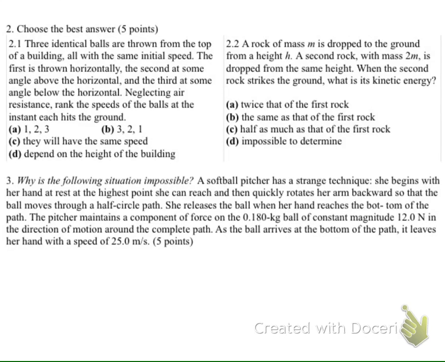Okay, now we go to the test 14 number 2 and look at the question number 2.1. Three identical balls are thrown from the top of a building, all with the same initial speed. The first is thrown horizontally, the second at some angle above the horizontal, and the third at some angle below the horizontal. Neglecting air resistance, rank the speed of the ball at the instant each hit the ground.